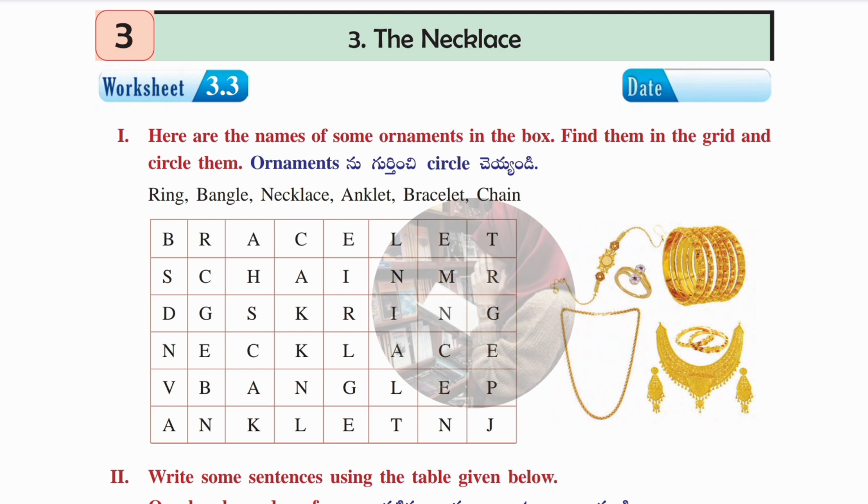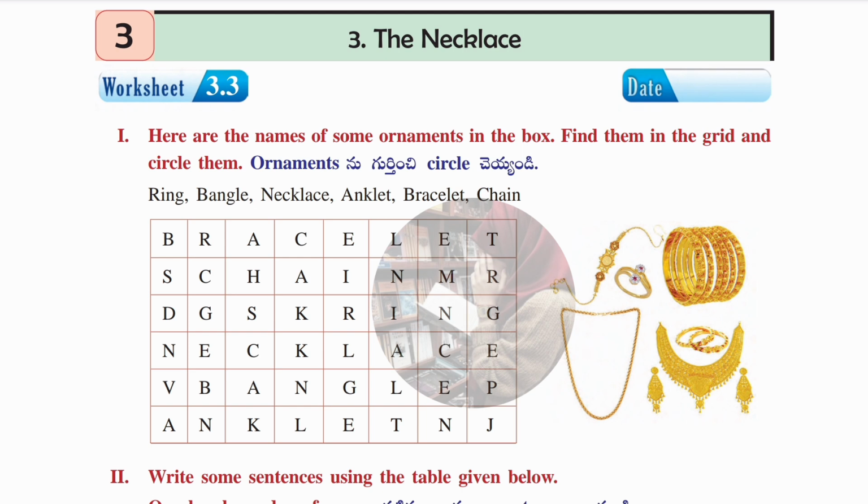Here in the first Roman we have been given a puzzle box. What we have to do is find the names of the ornaments. Some words are given: ring, bangle, necklace, anklet, bracelet, chain. We have to find those words in the box, and circle them.